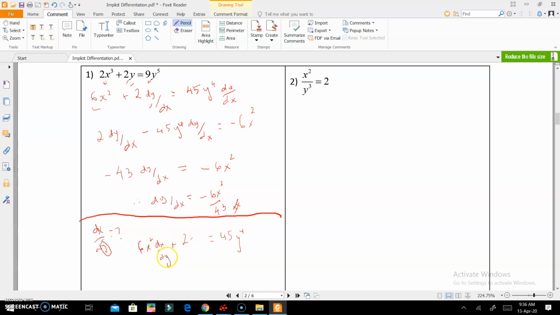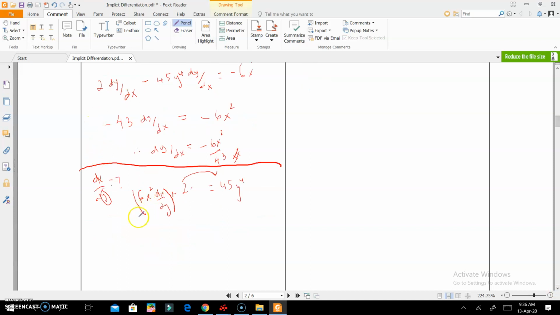We want to find dx over dy, so we leave this one on the left hand side. We just need to bring the plus 2 to the other side. So we are going to get 6x to the power of 2 dx over dy equals 45y to the power of 4 minus 2. So you are going to get the final answer: dx over dy equals 45y to the power of 4 minus 2 divided by 6x to the power of 2.